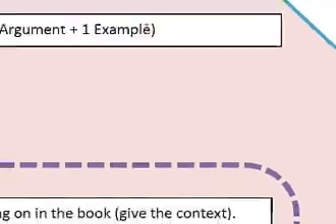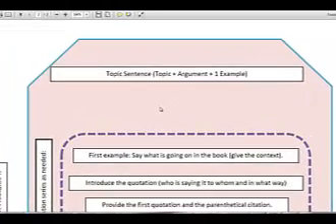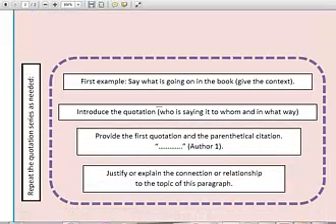So if your first example is about hamburgers, and then your second one is about hot dogs, your first paragraph should be hamburgers, and your second paragraph should be hot dogs. That just makes it nice and clear and easy for the reader to know where you're going. So here's what you'll need after the topic sentence. Okay, your first example, so you're going to say what's going on in the book.